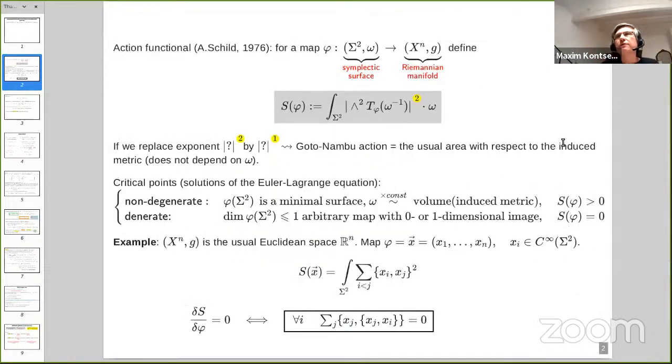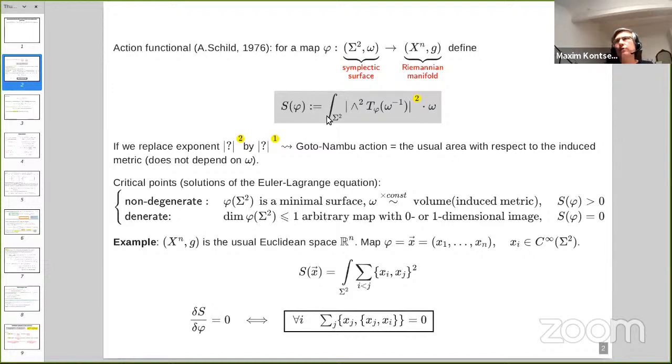an action functional, one of the possible action functionals for strings, written in the following form. We map a surface with symplectic structure, not metric, but symplectic structure, to a Riemannian manifold. And the action is defined in the following way. You consider a corresponding map from the wedge square of the tangent bundle to the wedge square of X. In the wedge square of the tangent bundle, you have the inverse of the symplectic form, the Poisson structure, you get some element, you map it to the wedge square of tangent spaces, because the Riemannian manifold has some L2 norm, you take the square of it, you get some function, and then multiply by the volume element on the surface and integrate.